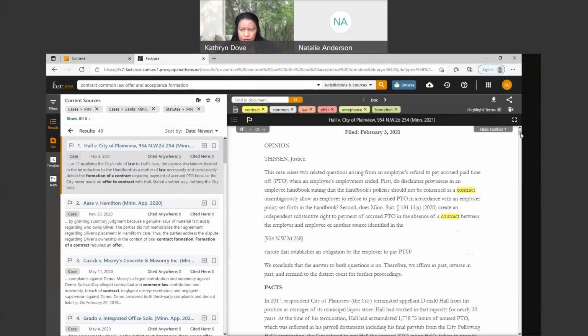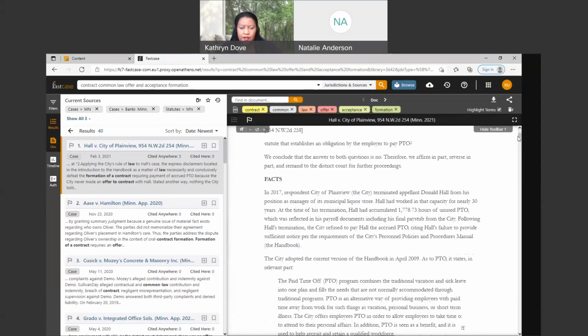First, due to disclaimer provisions in an employee handbook stating that the handbook policy should not be construed as a contract, does that unambiguously allow an employer to refuse to pay accrued paid time off? Second, does Minnesota Statute 181.13 create an independent substantive right to payment in the absence of a contract? So looks like the main issue in this case is about the paid time off.